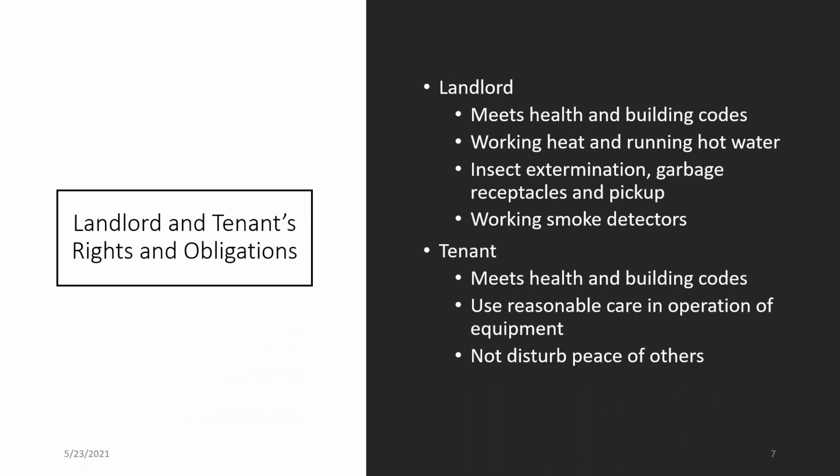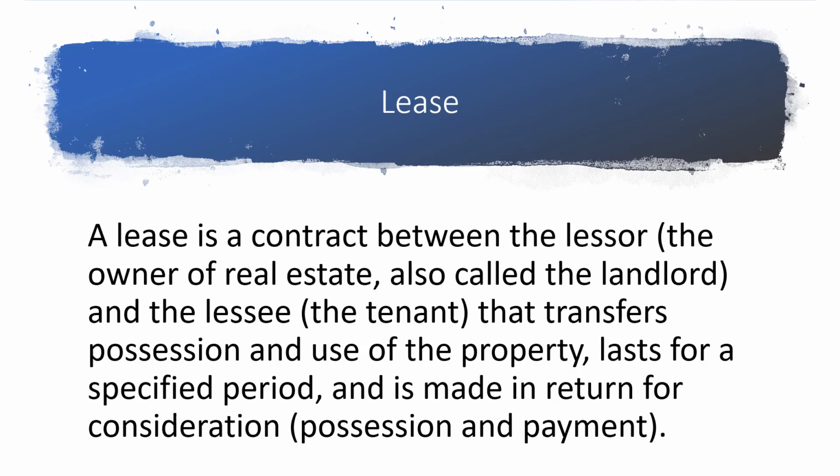What are the rights and obligations of landlords and tenants? The landlord and the tenant both must meet health and building codes. The landlord needs to provide heat and running hot water, insect extermination, garbage receptacles and pickup, as well as working smoke detectors. The tenant needs to use reasonable care in the operation of the equipment and not disturb the peace of others. Let's talk about leases.